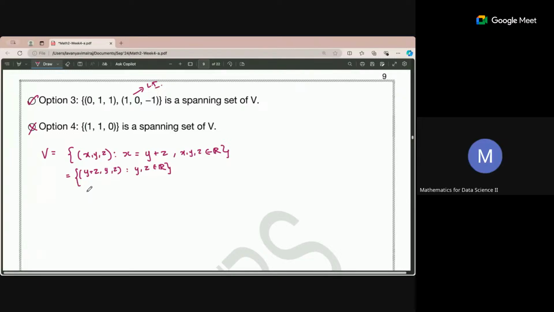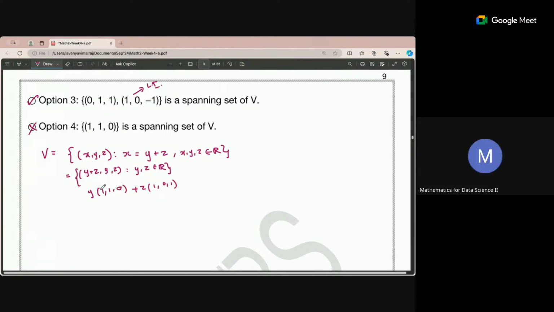So the easiest way, this is a shortcut. Whenever you have such an equation, to understand what this plane is, take y commonly. You will have y times (1, 1, 0) plus z times (1, 0, 1). Correct. Yes.